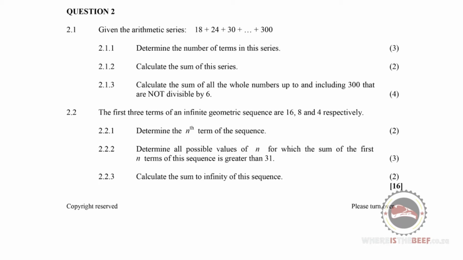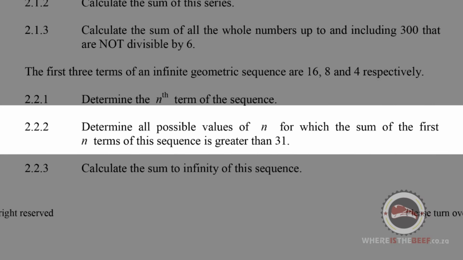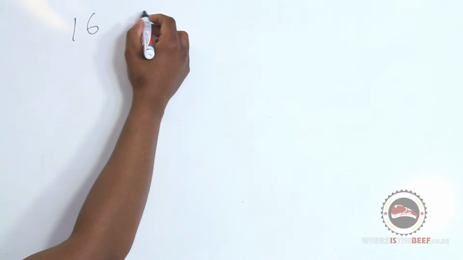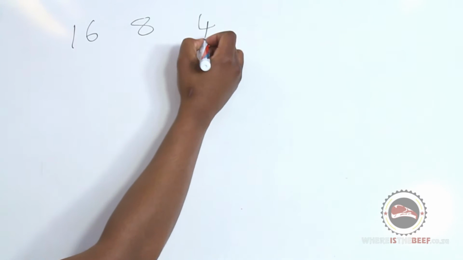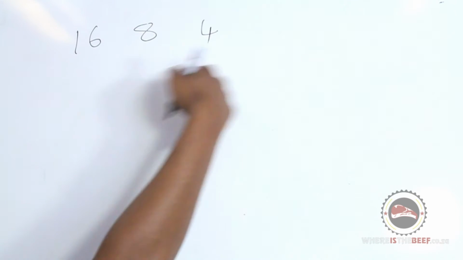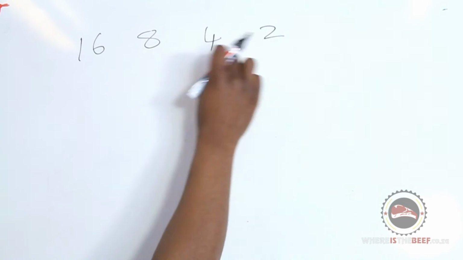We are now on question 2.2.2. It says, determine all the possible values of n for which the sum of the first n terms of this sequence is greater than 31. So we're working from the sequence that's given to us in the problem, which is 16, and then we have an 8 and we have a 4. These are the first three terms of the sequence. It continues, obviously, in that order.